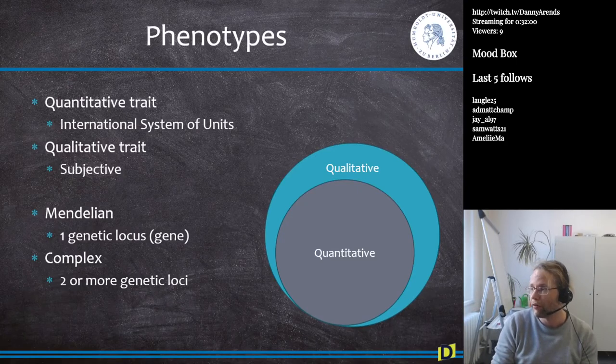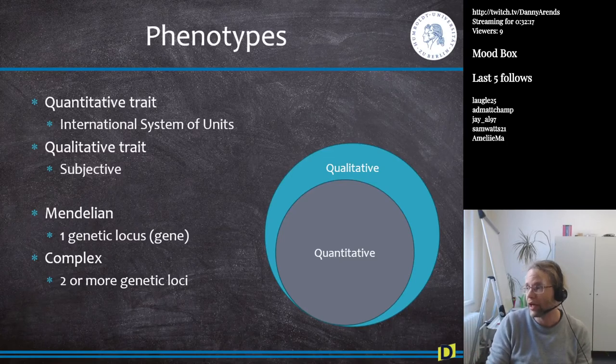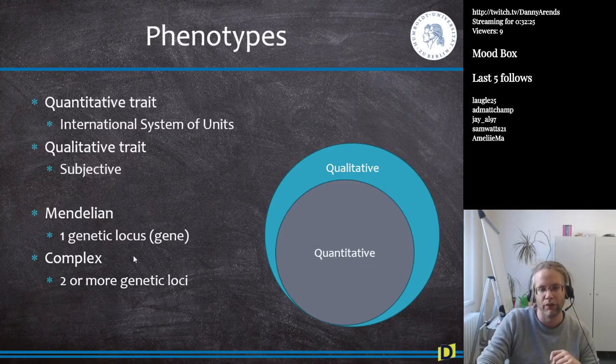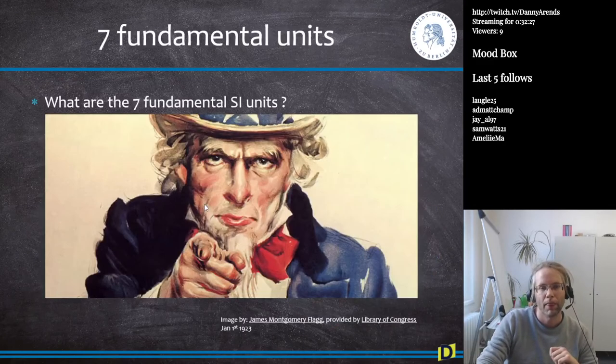We say a phenotype or a trait is Mendelian when there is a single genetic locus or a single gene in the genome controlling this phenotype. However, we can also have more complex traits, and a complex trait is defined by having two or more genetic loci in the genome which control the amount or the score that you give this phenotype. So we will get back to Mendelian and complex traits.